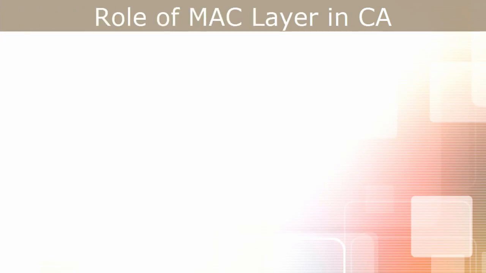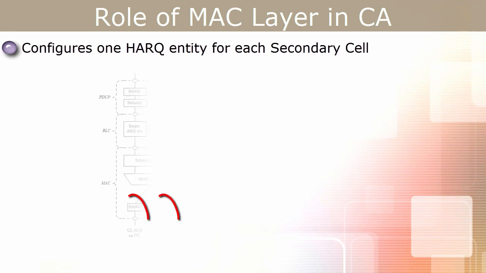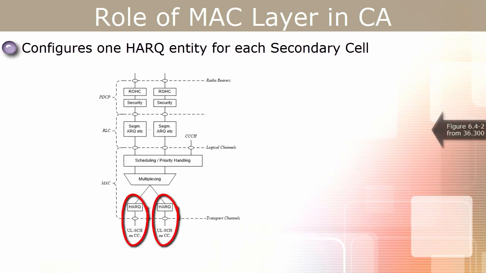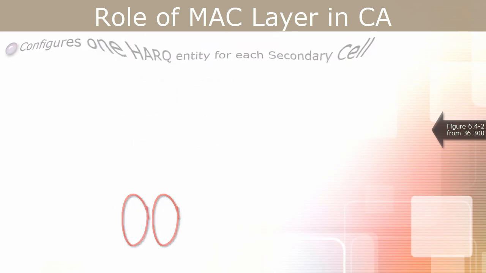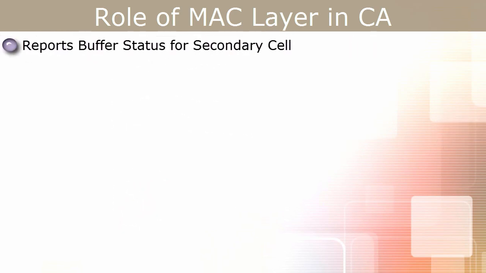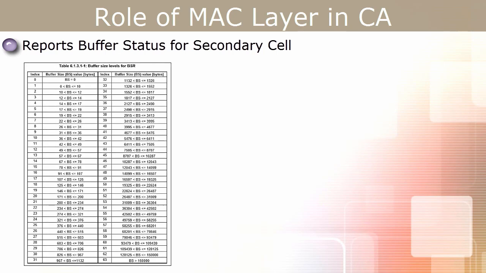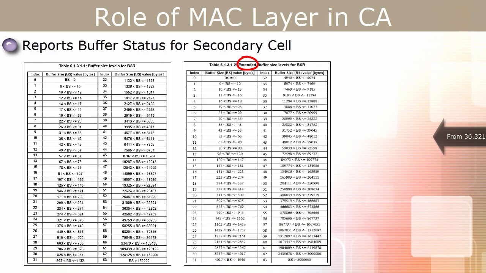Whenever some secondary cell is added to UE, its MAC entity configures one HARQ entity for that secondary cell to handle scheduling and other functionalities. BSR is used by UE to provide the information to eNodeB about the amount of data available for transmission in its uplink buffers. As soon as secondary cells become active, MAC layer has to do this reporting for secondary cells also. Extended buffer size levels have been defined for CA in MAC specification to accommodate secondary cells along with primary cell. This is the table for normal buffer level reporting, and this is the table for extended buffer level reporting.